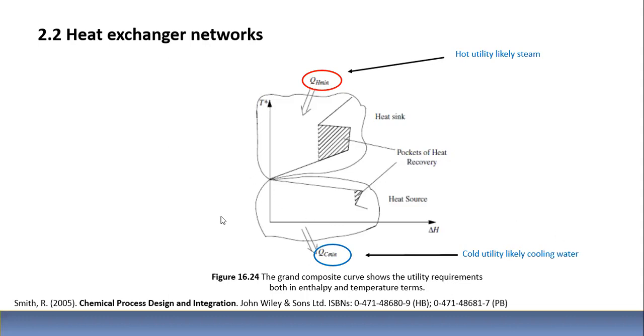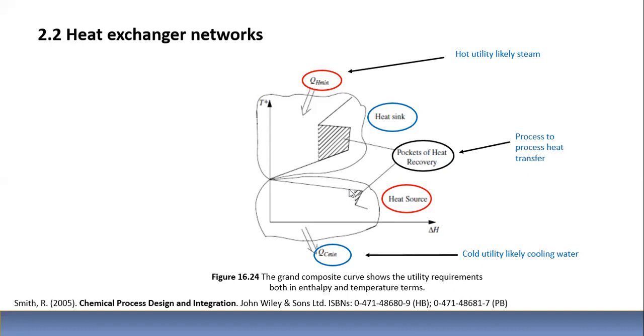Este punto de aquí representa el punto pinch. Sobre el punto pinch, el proceso actúa como un absorbedor de calor, heat sink, porque está absorbiendo el calor de QH mínimo. Y debajo del pinch está comportándose como un proveedor de calor, heat source, porque está proveyendo esta energía que es energía de desperdicio, energía en exceso, que le está enviando al ambiente o la va a tener que absorber el agua de torre.